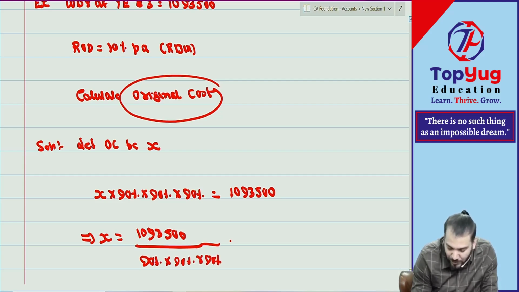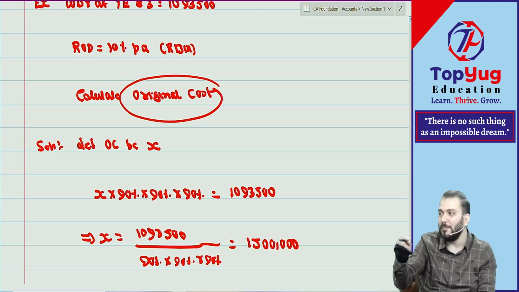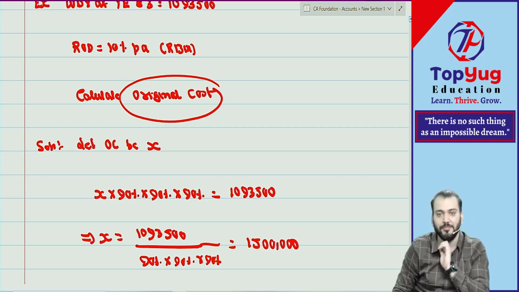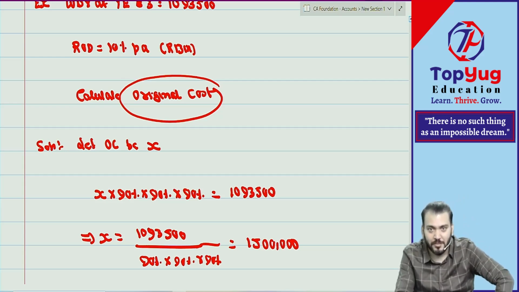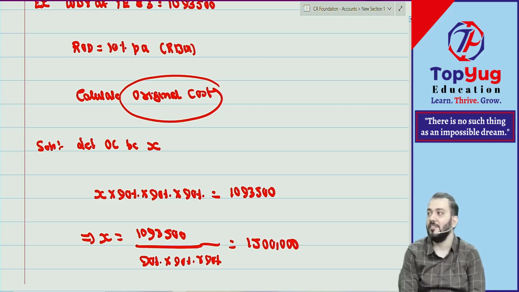You know how to use a calculator? If you know how to use a calculator, you'll get 15 lakh. Check. Divide by 90%. Write down 10,93,500. Then you have the divide button: divide by 90%, then divide by 90%, then divide by 90%. How much are you getting? It's like magic.